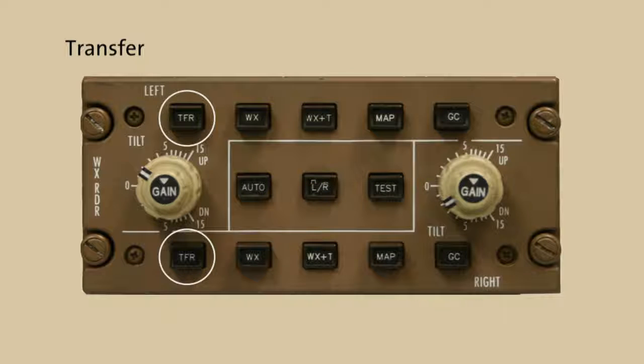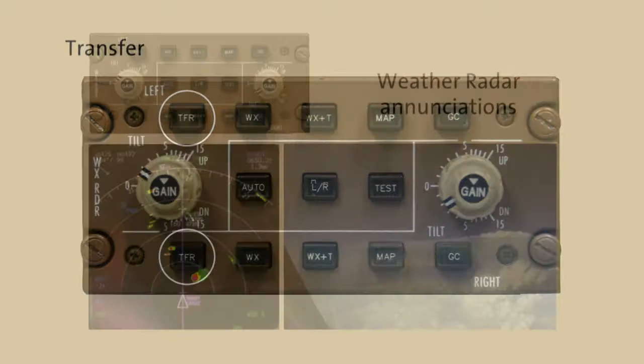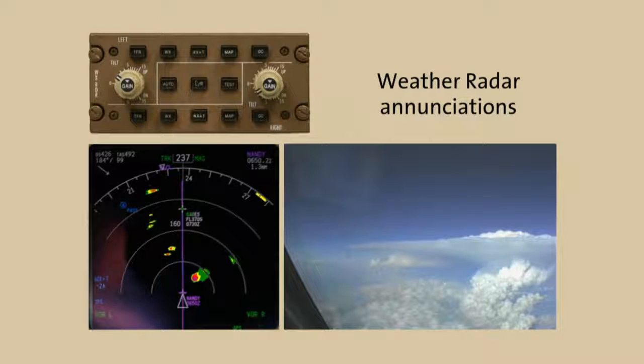Transfer allows either pilot to select the other crew member's display settings. For instance, should the captain push his transfer button, the settings selected by the first officer would be displayed on his ND. Weather radar is, of course, all about showing weather.